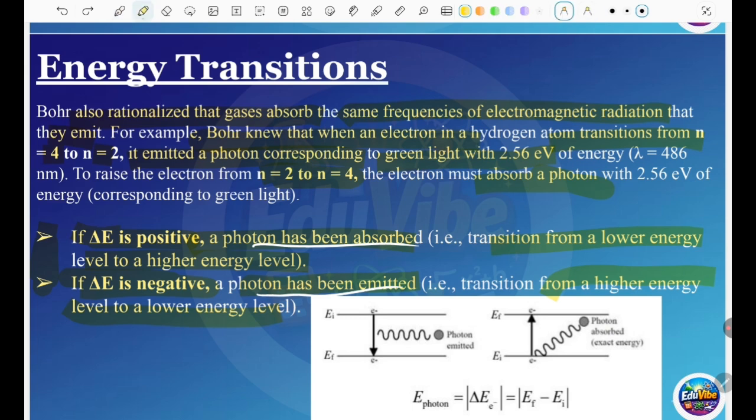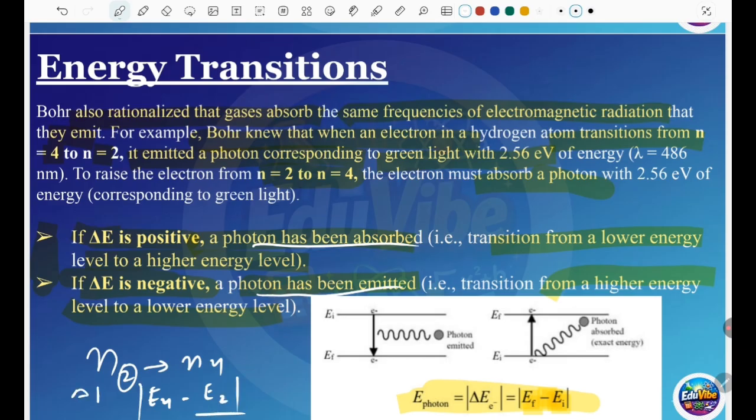So what is the delta E? Delta E is given over there. If we have to find the energy of the photon, we use the absolute value of delta E. Delta E means the energy of the final level minus the initial level. Here, F or I means, if you go from N2 to N4, you write delta E as E4 minus E2, like this. This is equal to delta E, or the energy of the photon.